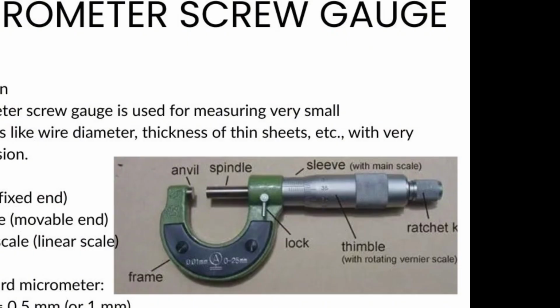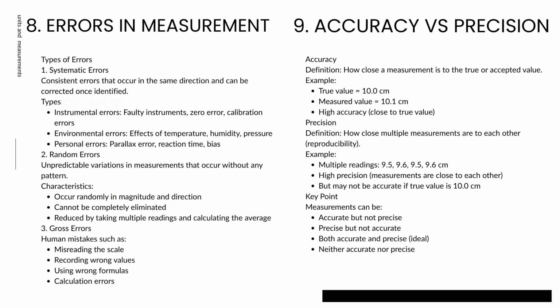So we have errors in measurement. We have systematic errors. Those are consistent errors that occur in the same direction, and they can be easily corrected when identified. Examples are instrumental error, such as a faulty instrument, zero error, and calibration error. We have environmental error, which is the effect of temperature, humidity, or pressure. And we have personal error, which is error due to parallax, reaction time, and bias.